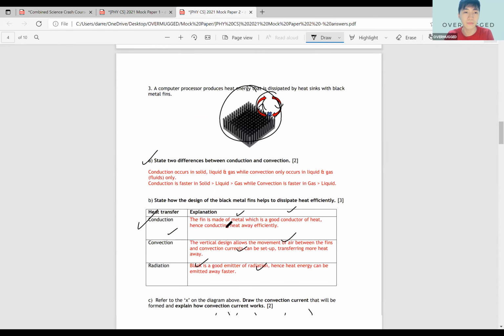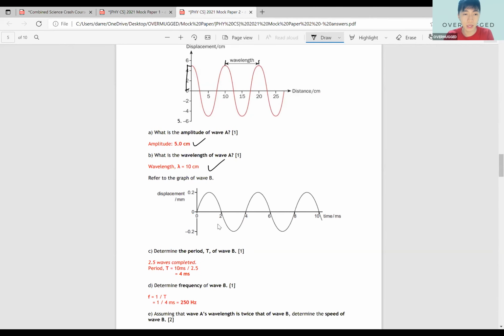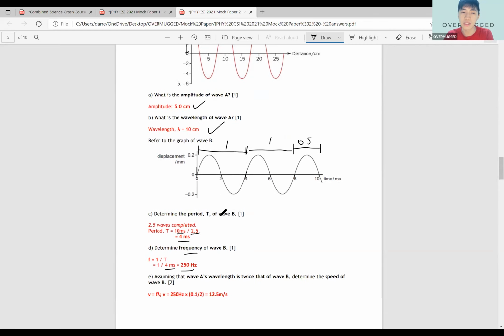Question four, waves. Okay, so amplitude is from here to here. That's 5. Wavelength is from one point to another. Right, so 10. Period, okay. So how many waves were completed? 1, 2, 3. Not 3, but 2.5. Don't get tricked. So I take the total time, which is 10 milliseconds divided by 2.5. I'll get 4 milliseconds. Frequency, I take 1 divided by the period. So 4 milliseconds, which is why my frequency is 250.